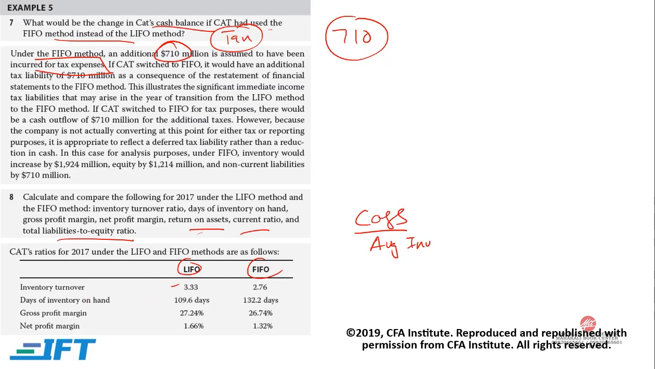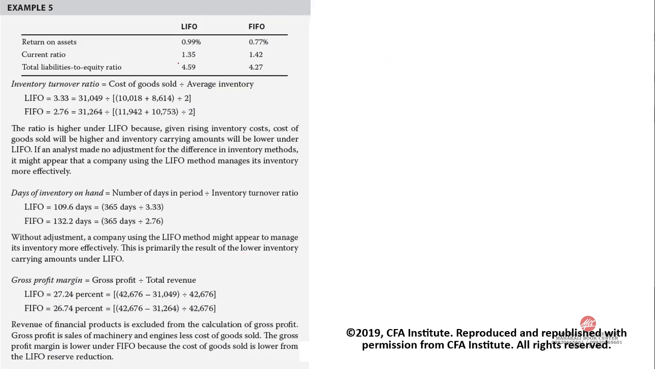If the inventory turnover ratio is higher, then your days of inventory on hand would be lower. Gross profit margin is higher again, and net profit margin is also higher as compared to FIFO. Now if you look at return on assets, over here LIFO is again doing better. Current ratio is better under FIFO, and total liabilities to equity is again better in FIFO.